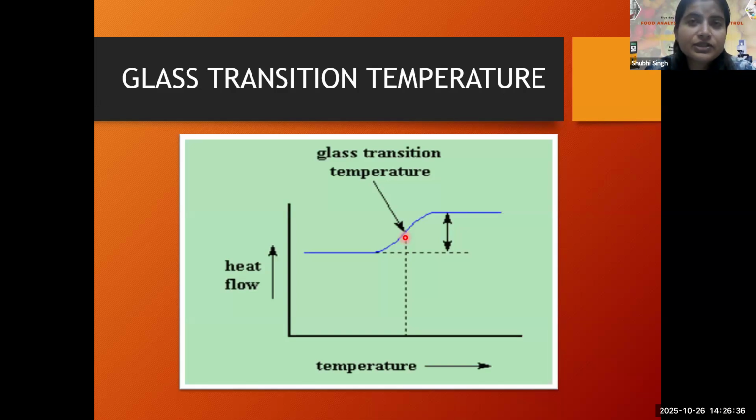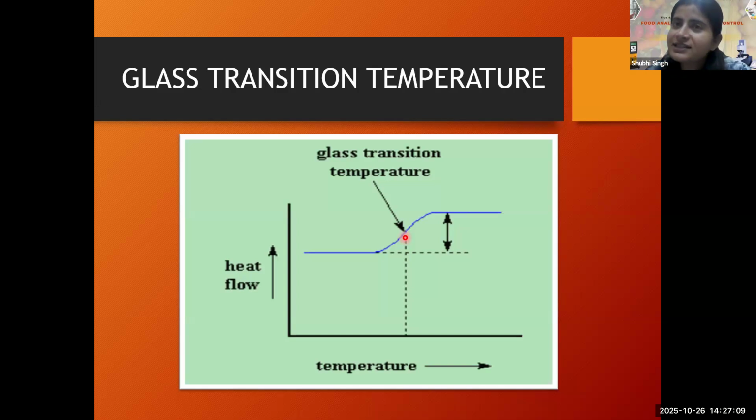glass transition temperature is the temperature when any food matrix or any polymer matrix loses its crystallinity. When it loses its crystallinity, what does it mean? Whenever you are giving high temperature, the food matrix will start to melt, and when anything melts, it loses its uniformity, loses its crystallinity.